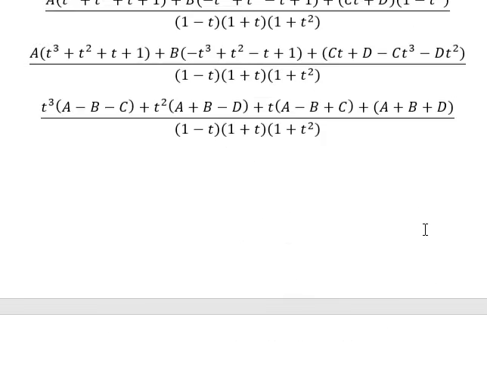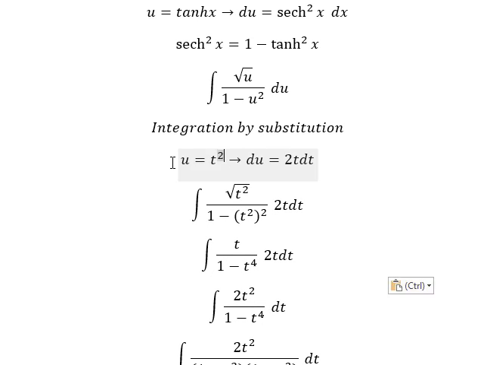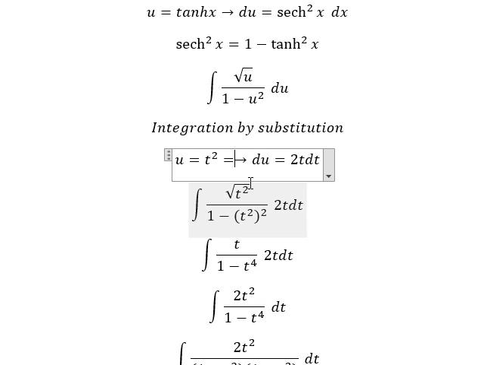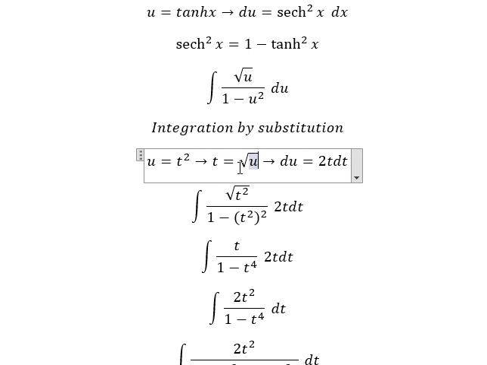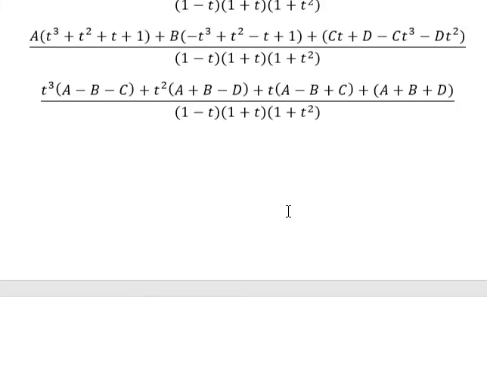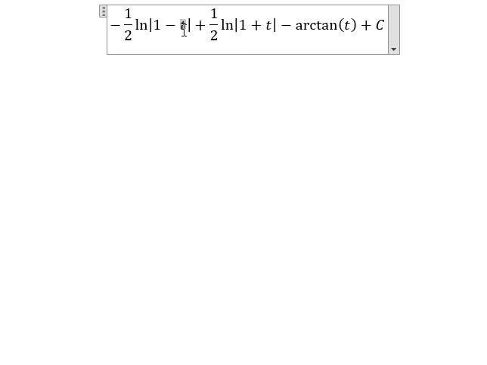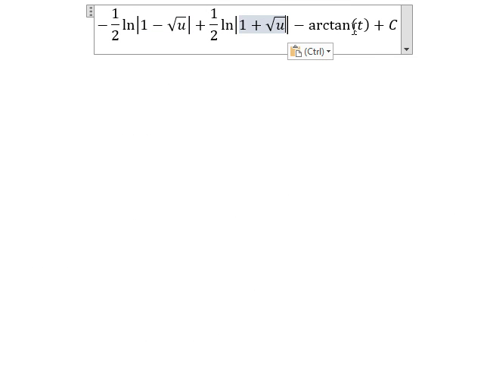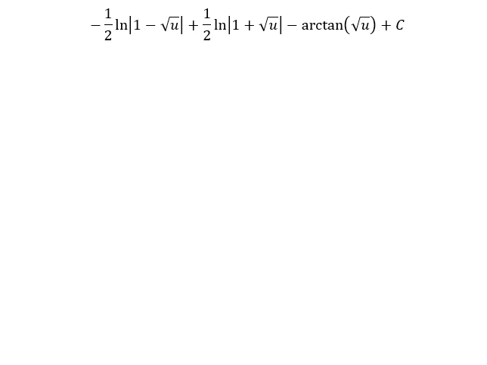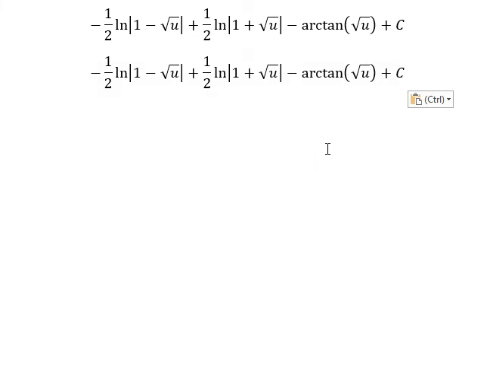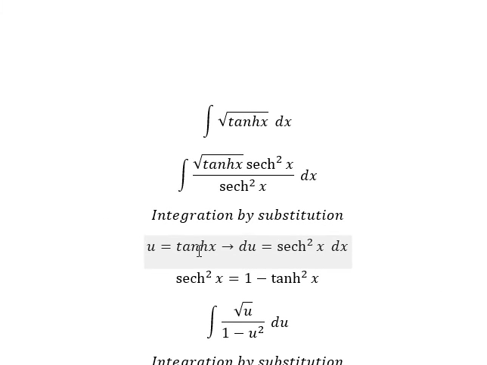About t, that is this one. So we put the square root for both sides, and we have t equals to the square root of u. So we need to transform this one in here. About u, that is this one.